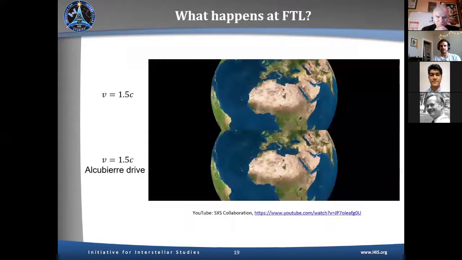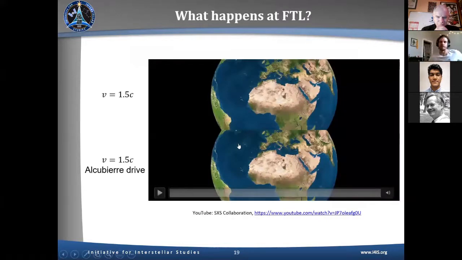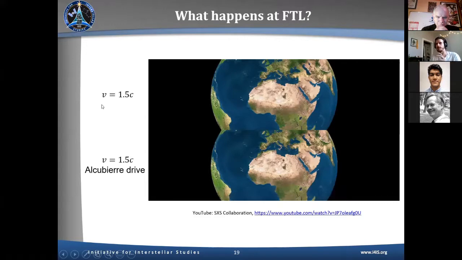And to illustrate this, there's this nice simulation that I found on YouTube. On the top, let's say you're on the moon and you look at Earth and you have a spaceship going by at 1.5 times the speed of light. And on the bottom, you have the same spaceship also moving at 1.5 times the speed of light, but this time with an Alcubierre warp drive. And it's going to look weird.